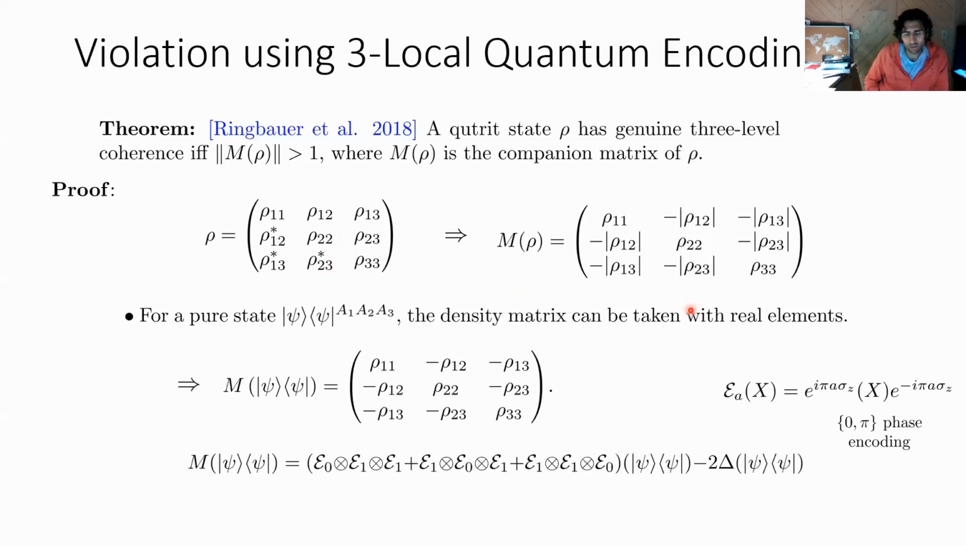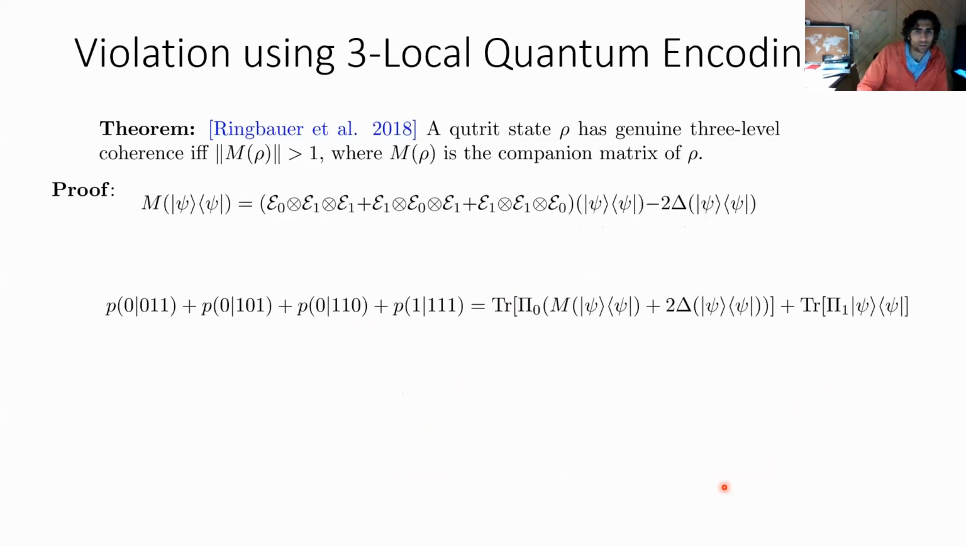And our observation was, if you look at this, you can actually interpret this companion matrix in terms of an encoding strategy. So you can write it out as 3 encoding maps performed, and then minus this extra term here, where the encoding map is just a phase encoding. And this is just like sigma z. Okay, and what that allows you to do is express this fingerprinting inequality in terms of the companion matrix.